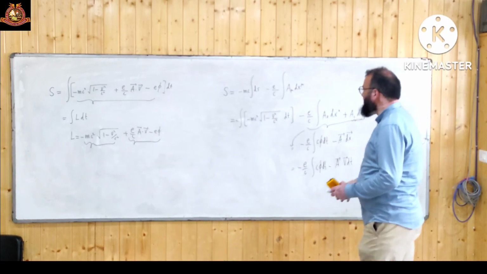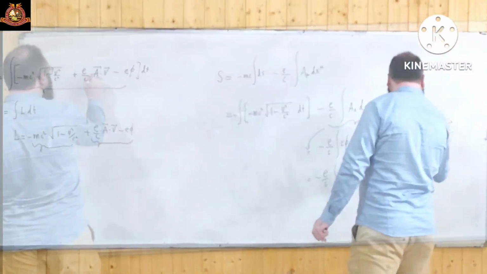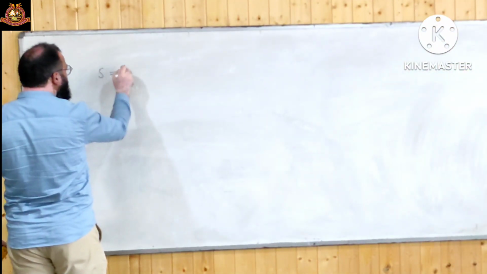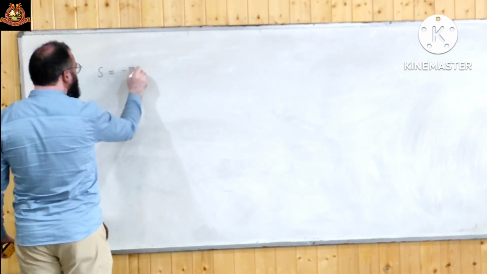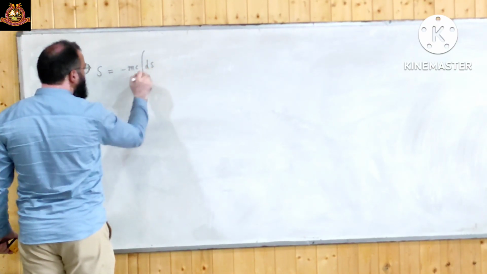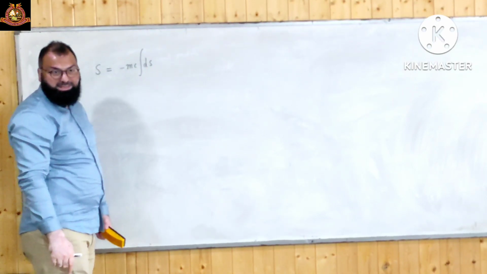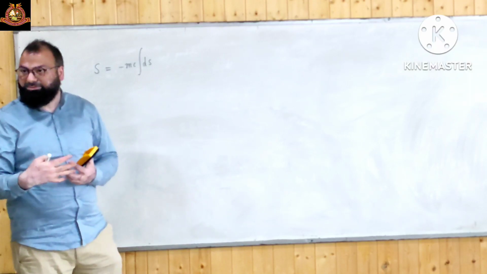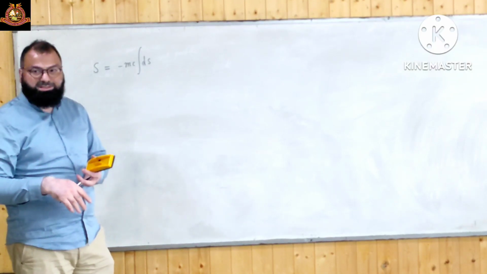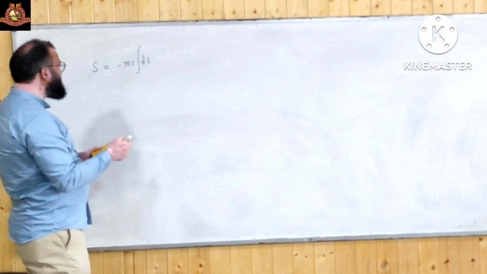Let's do the complicated one first. So you have the action equal to minus mc integral ds. This integration is along a world line between two points, and we'll consider the endpoints of the trajectory fixed. We'll keep the endpoints fixed.